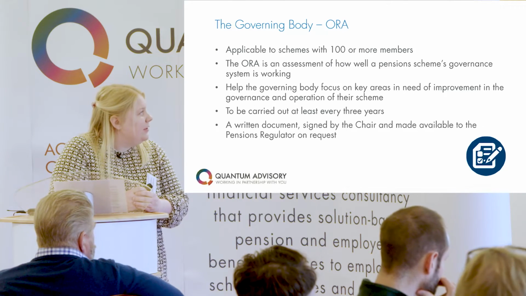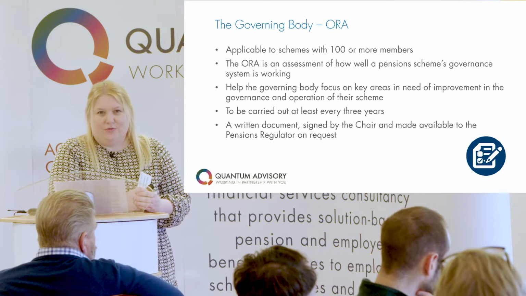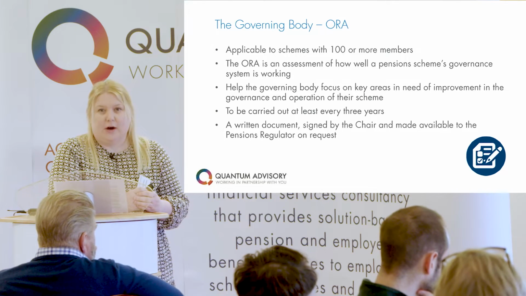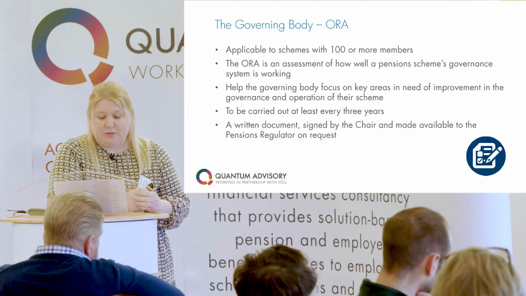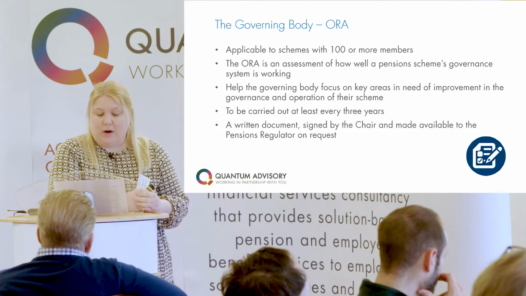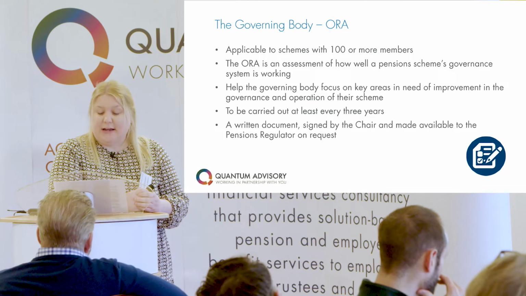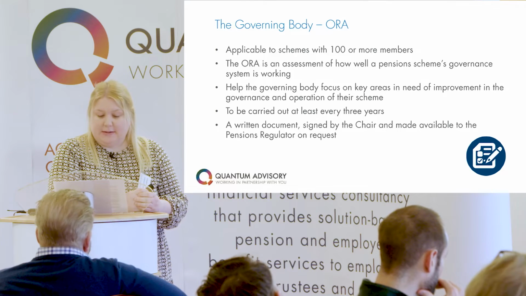And then the third new requirement is the second acronym, ORA, Own Risk Assessment, and this is a new requirement for schemes, again with more than 100 members, to undertake and document an examination of how well the effective system of governance is working and how any potential risks are being mitigated.